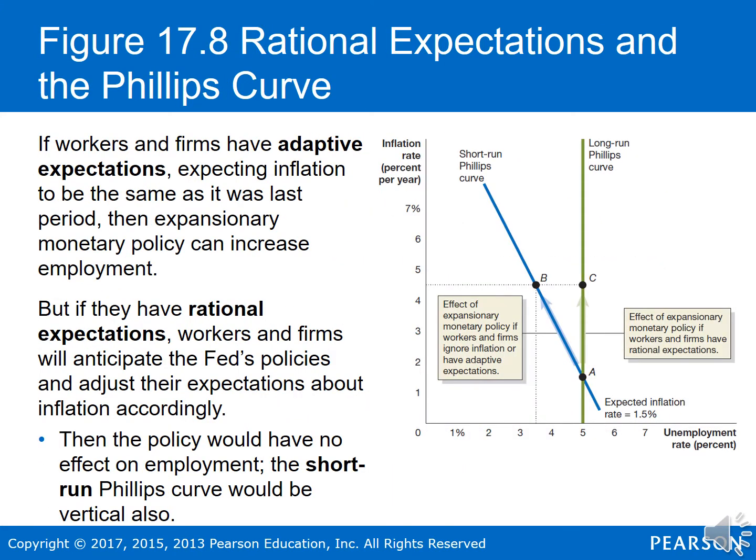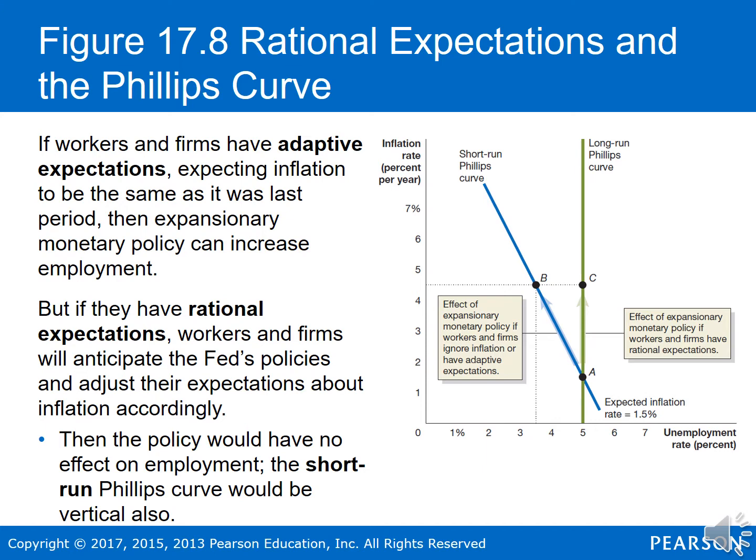So there's two types of expectations that workers and firms can have. It's either adaptive expectations, meaning that they expect the inflation rate in one period to be the same as it was in the previous period. And there's rational expectations, where workers and firms anticipate the Fed's policies, so they adjust their expectations about inflation accordingly.